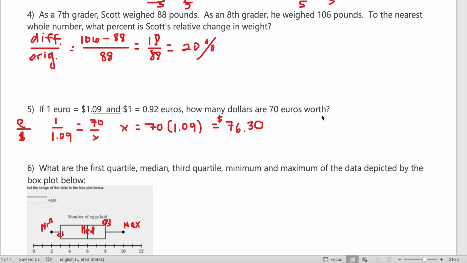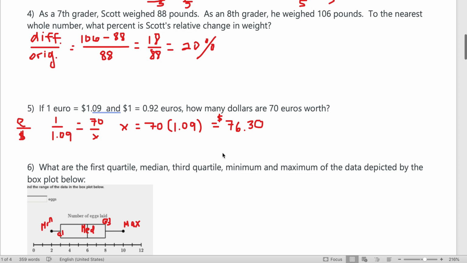But the other thing is you can set up a proportion. E over dollars means euros over dollars. So €1, $1.09, equals 70 euros, I don't know how many dollars. So I cross multiply, x times 1 is just x, and 70 times $1.09 is 76.30.